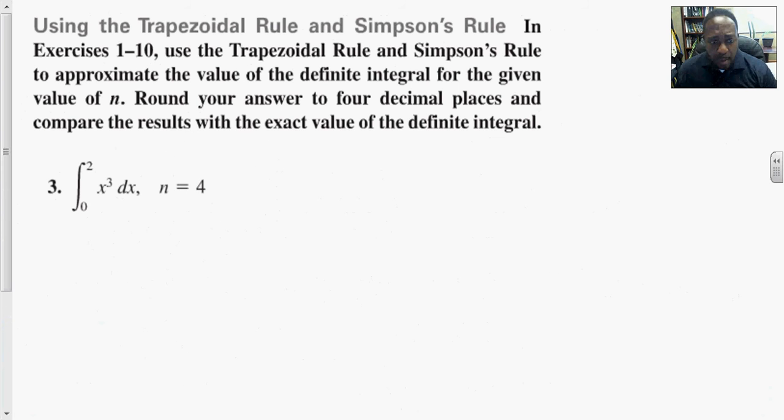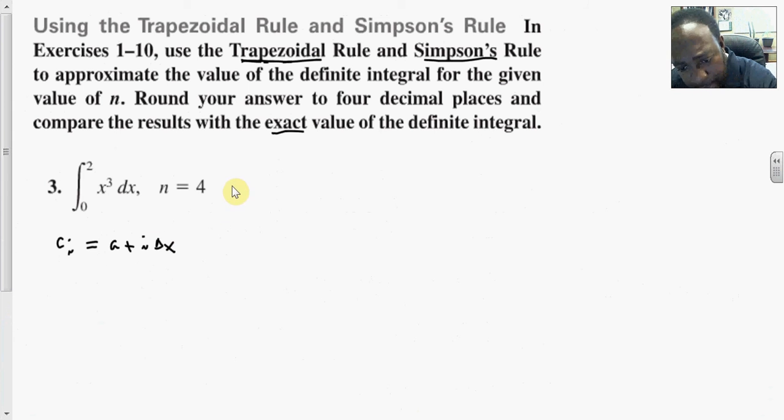Let's consider a problem. Here we take this problem, and we want to solve it by using the trapezoidal rule, Simpson's rule, and then also find the exact value by integrating directly. We can do that with this problem because it's a known form. So here n is equal to 4, so we need to find c sub i. Going back to the Riemann sum, c sub i becomes a plus i times delta x. Now your delta x would be (b minus a) over n.